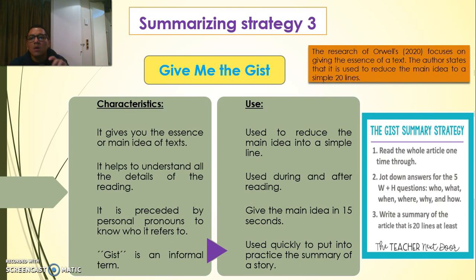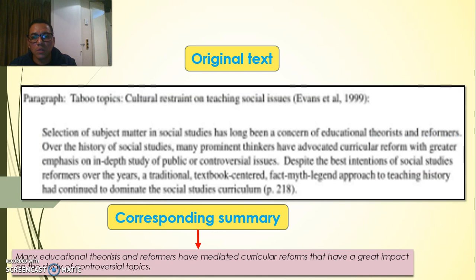lines. Okay, one of the main important characteristics is that you can understand all the details about your reading, but you can use it at least 20 words in 15 seconds. Okay, you can use question words. Okay, for example, who, what, where, which, and how, in order to catch the main information of your passage or reading.